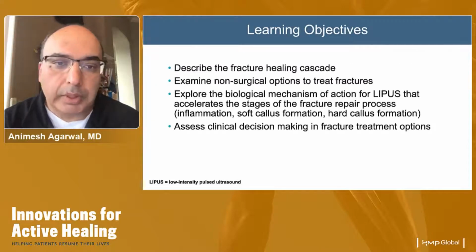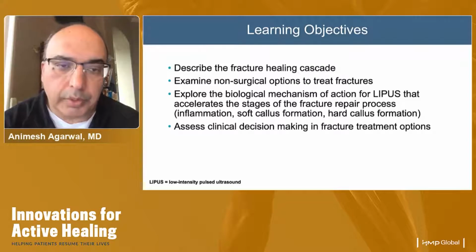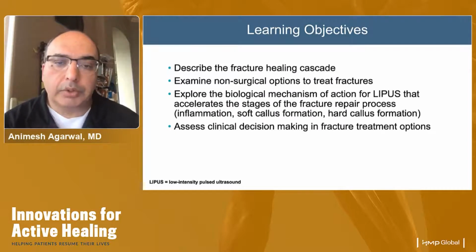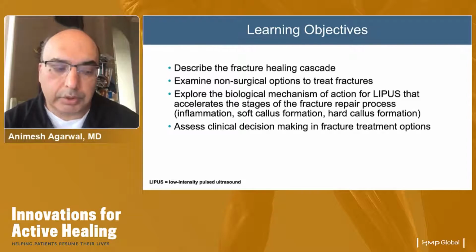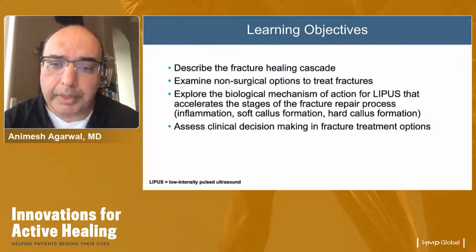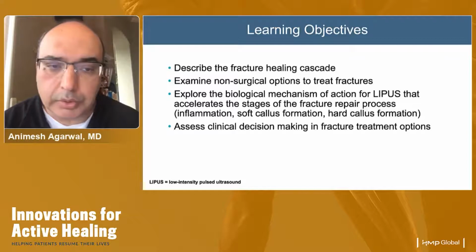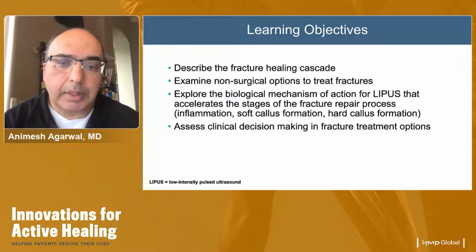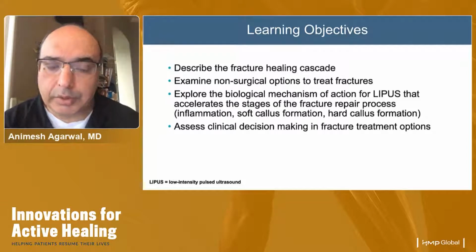So let's talk about learning objectives. First, we'll describe the fracture healing cascade. There are 3 phases that occur, and we'll go through each one of those. We'll talk about non-surgical options to treat fractures. And we'll also explore the biological mechanism of action for LIPUS, or low intensity pulsed ultrasound. We know that LIPUS can accelerate the stages of the fracture repair process, which we will go through, and you'll see how LIPUS stimulates each one of these particular stages.